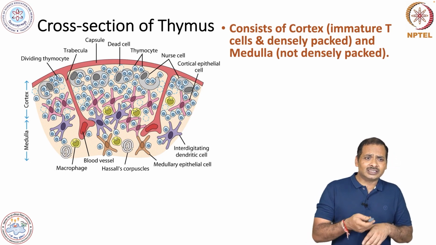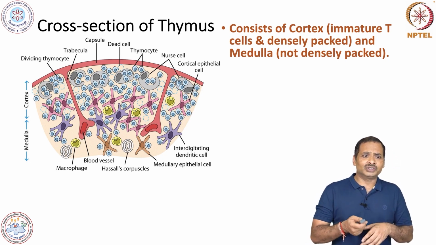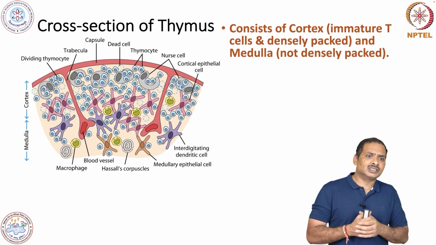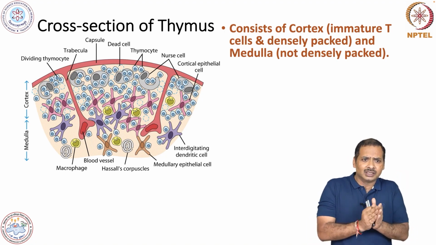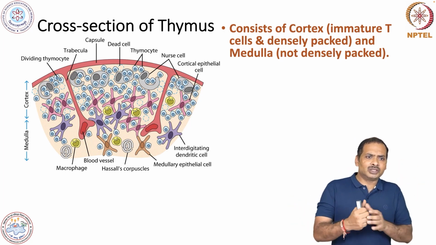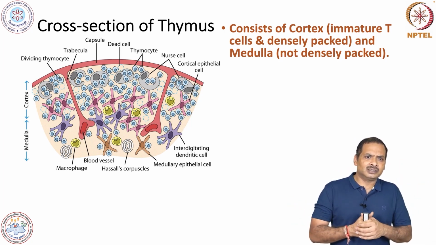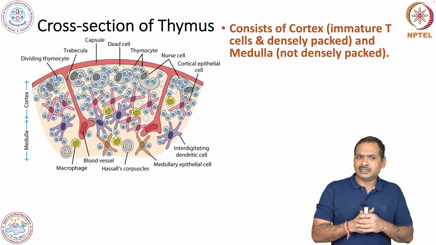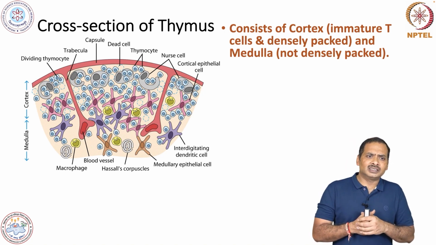Here you can see a lot of dividing thymocytes, and there is a structure known as the trabecula. This is a kind of partition, so there will be subsections in the organ. This trabecula basically separates the various sections in the thymus, and there is a capsule.